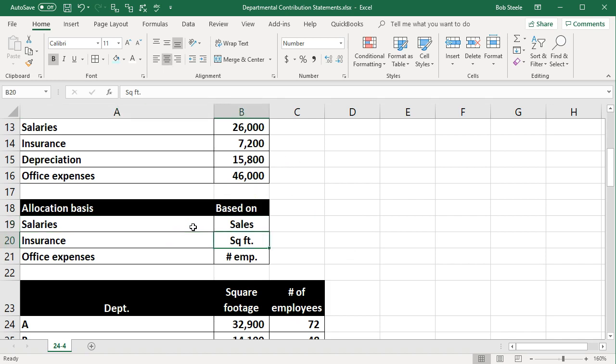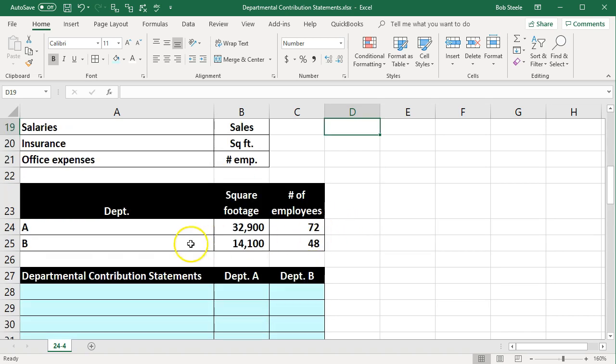We've got insurance, which is going to be using square footage for the allocation base. And then the office expenses, we're going to allocate that with the use of the number of employees in each department. And then we'll have our added information, Department A and Department B, which includes the square footage and number of employees for those departments.